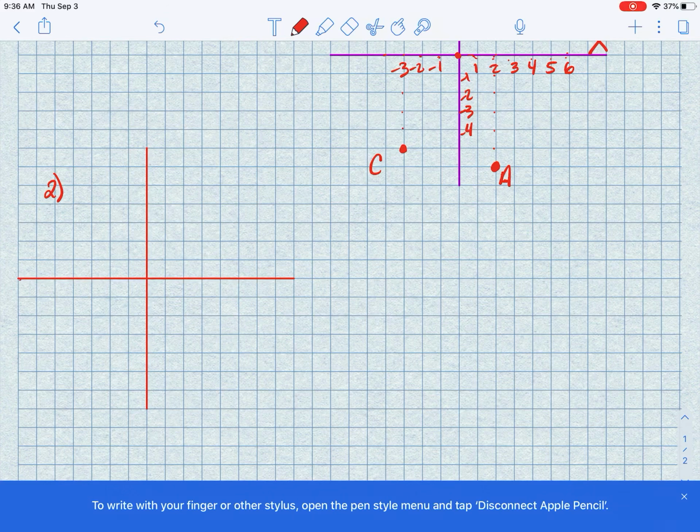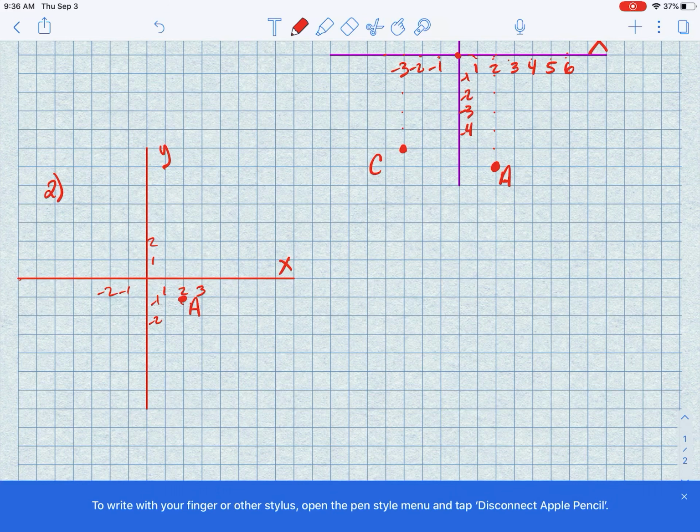Go ahead and draw this down so you have it in your notes. Okay, we're counting by ones again. I'm just going to label a couple just so we know that. I'm going to label my x's and my y axes. Okay, we're going to put a point right here. We're going to call it A.